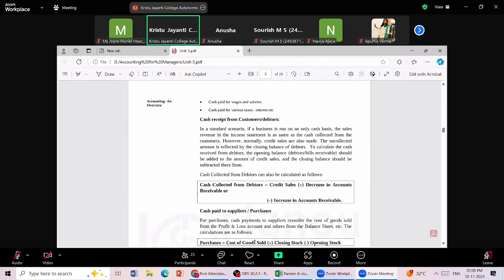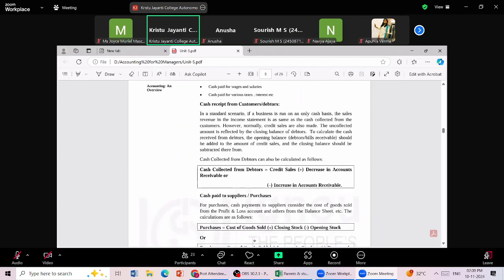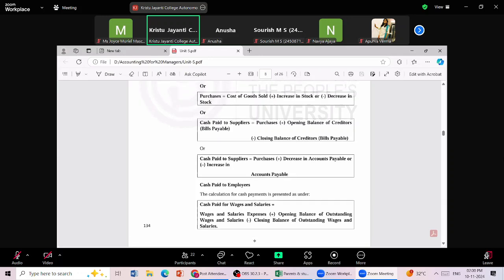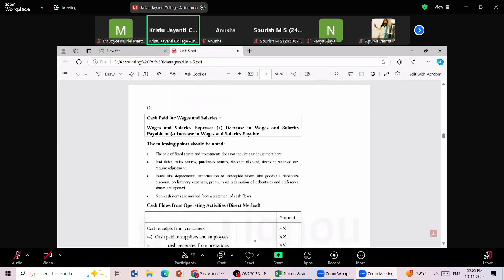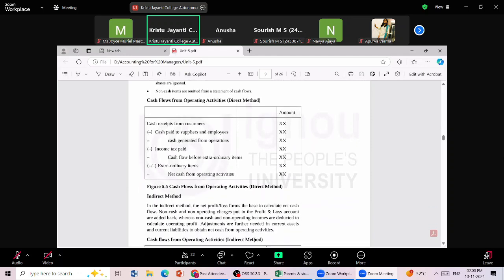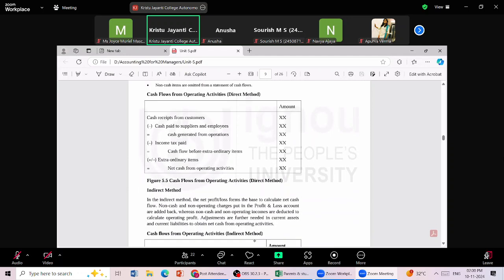Okay. So this is a direct method. The sample is given. So cash receipts from the cash collected from debtor. How will you identify? It is a credit sale. So decrease in the account receivable minus increase in the account. So the best way is always, I will recommend you can go for the indirect method. That will be even better for you to understand.